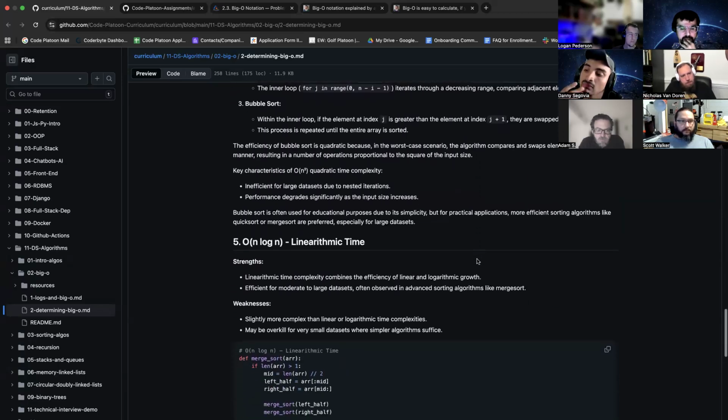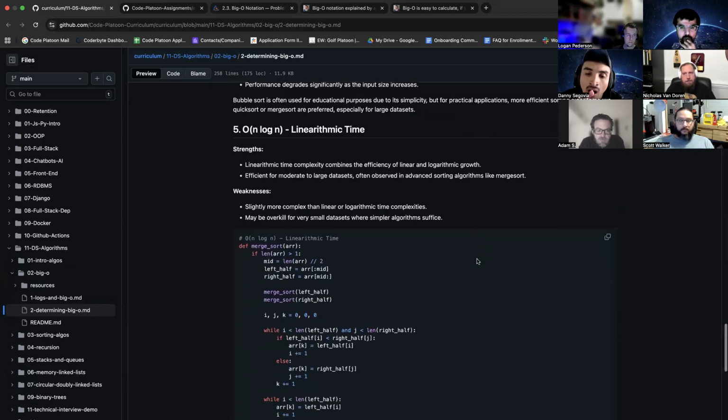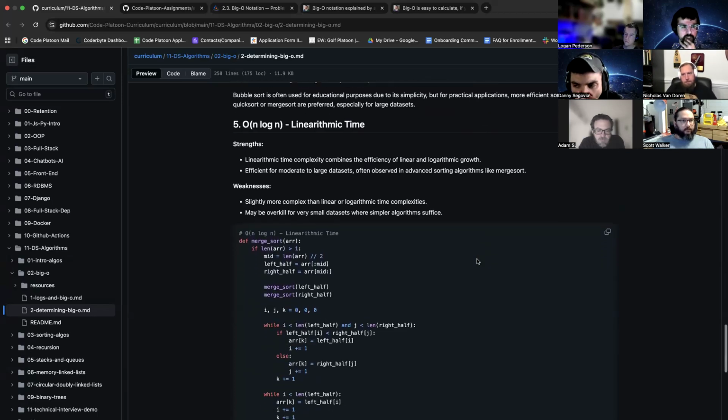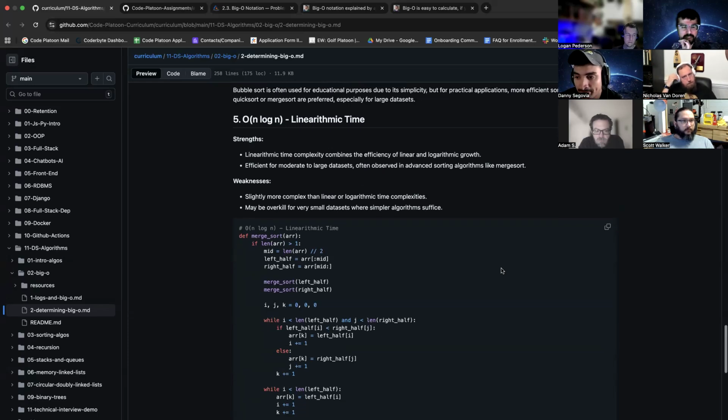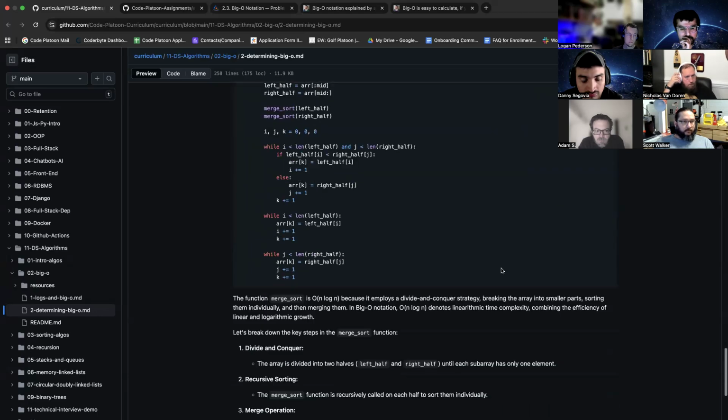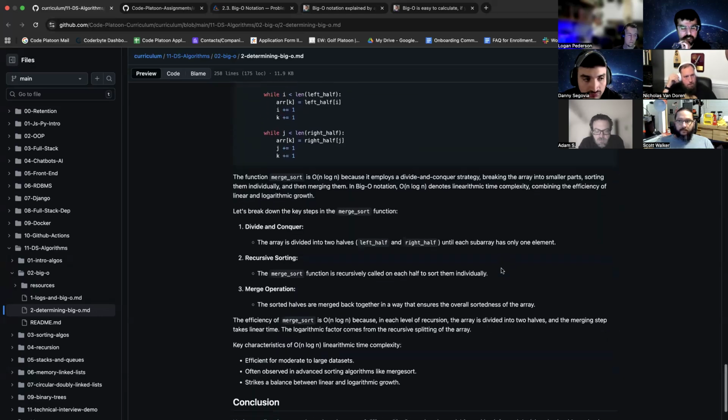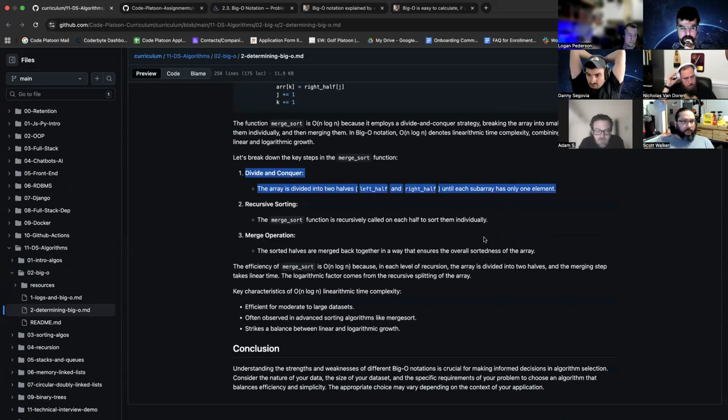N log n would be something like a merge sort or a heap sort. A lot of built-in methods. That's the main thing you need to remember. A lot of built-in methods. This one is really famous in divide and conquer algorithms. Not really anything else I want to touch on that.